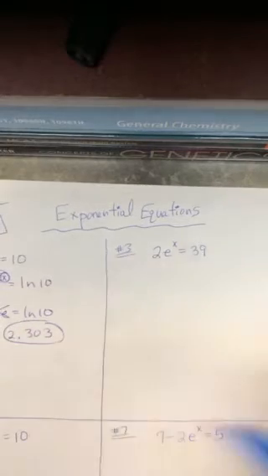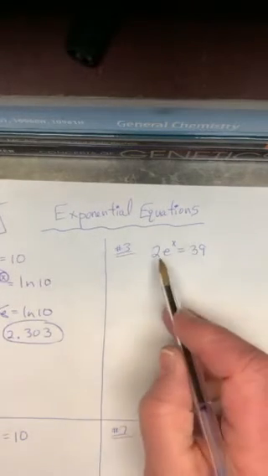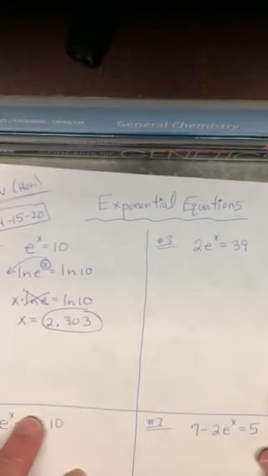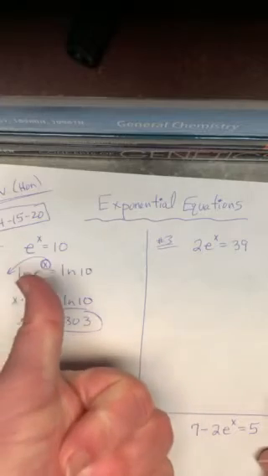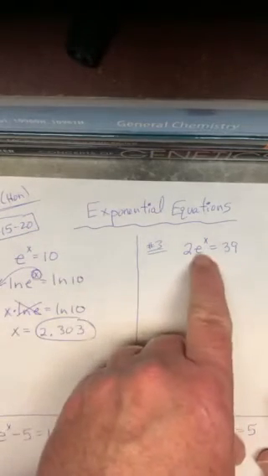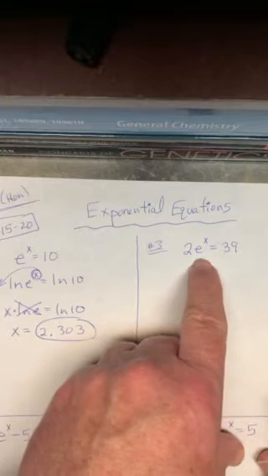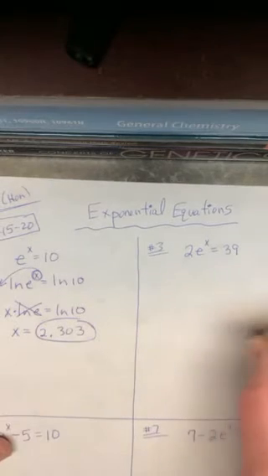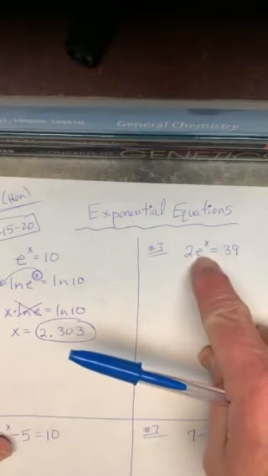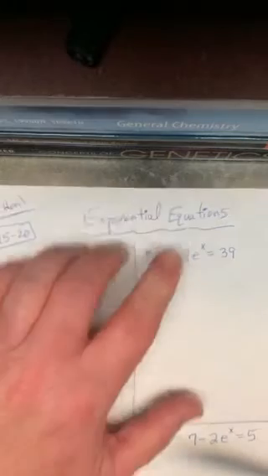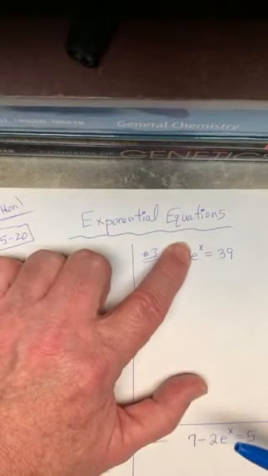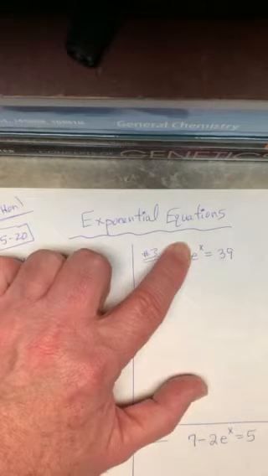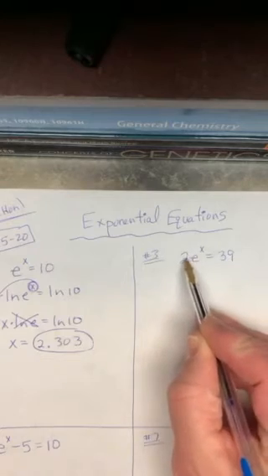Number 3, you would find this on your worksheet. 2e to the x equals 39. Now, guys, if I compare that to the one I just did, the one on the left had e to the x by itself, so I probably want to get this e to the x by itself, okay? Do not log both sides yet. You don't log both sides until the base and the exponent is by itself, okay? If it said e to the x equals 39, yes, I would log both sides because I'm trying to isolate a missing exponent.